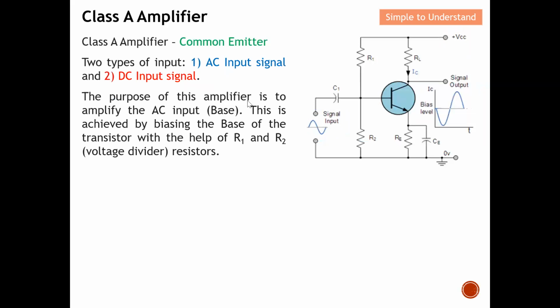The purpose of this amplifier is to amplify the AC input. As I mentioned here, this will be the input signal. The amplifier mainly is to boost up the signal. This is achieved by biasing the base of the transistor with the help of R1 and R2. R1, R2, and also RE form the voltage divider, and this helps to bias the transistor.